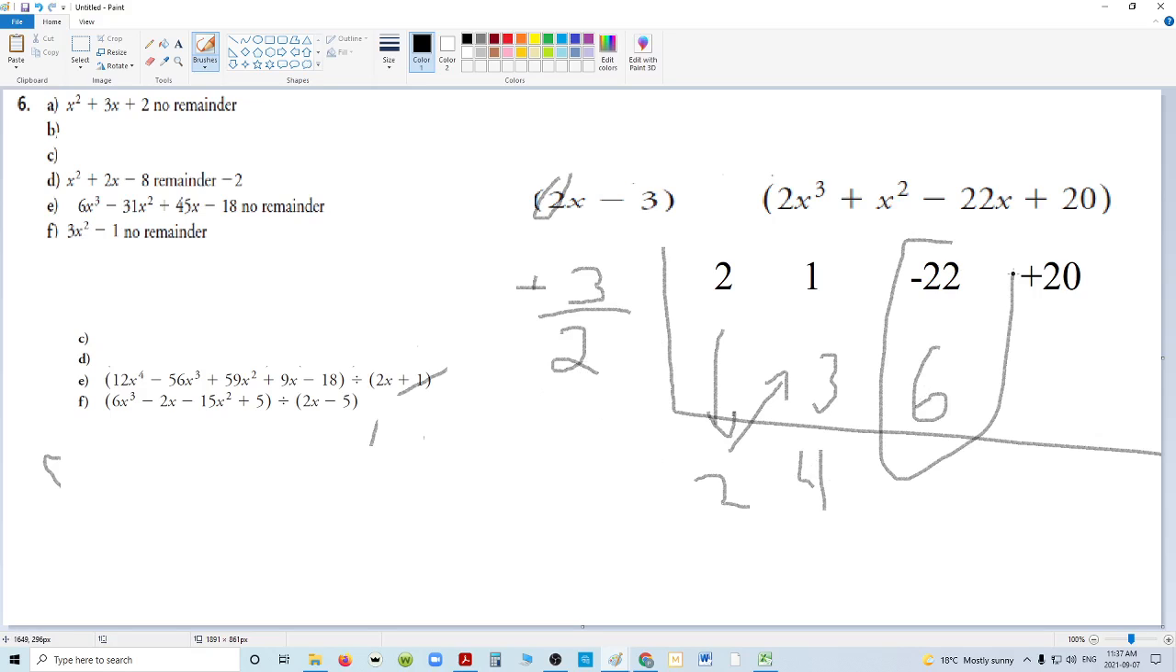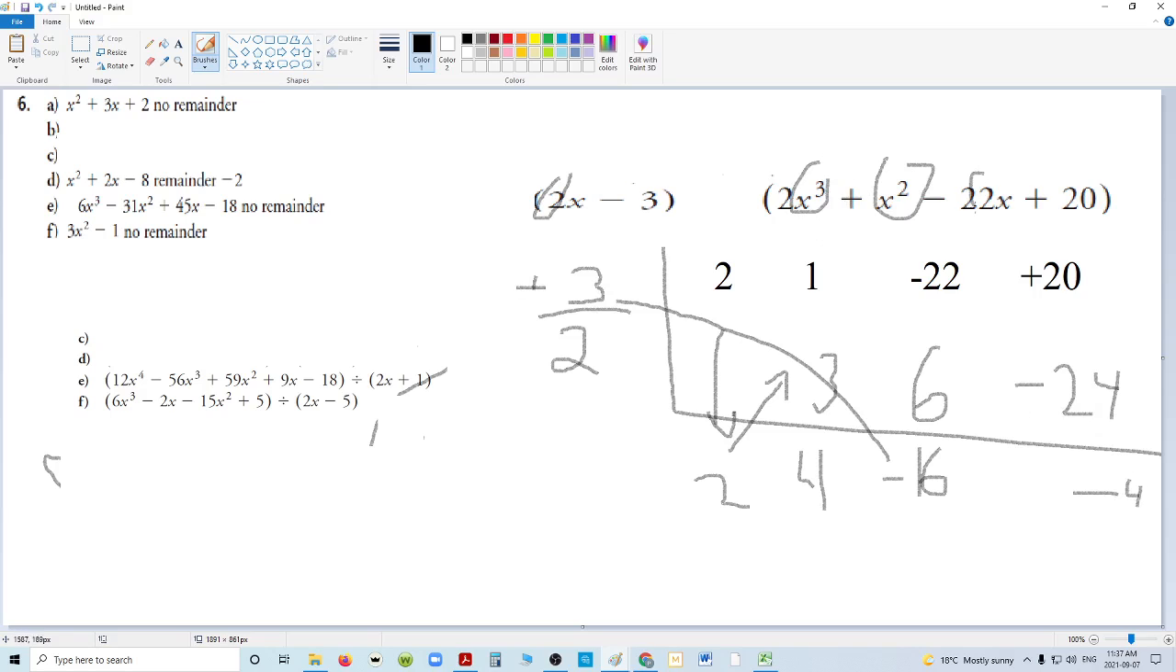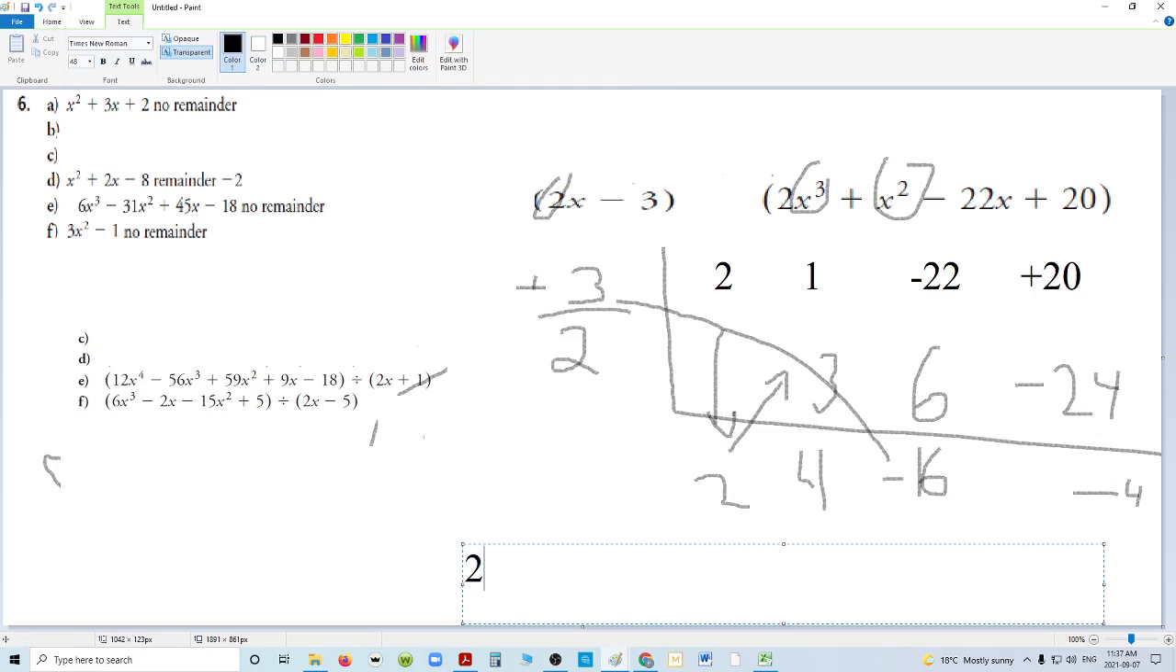When I add these, I get minus 16. When I multiply the minus 16 times 3, it gets divided by the 2, becomes minus 8. Minus 8 times the 3 is minus 24. When I add these, I get minus 4. So I can see that that's x squared, x cubed, x squared, x. So that's going to be x squared, x, and my number. So the quotient is 2x squared plus 4x minus 16 with a remainder of minus 4.